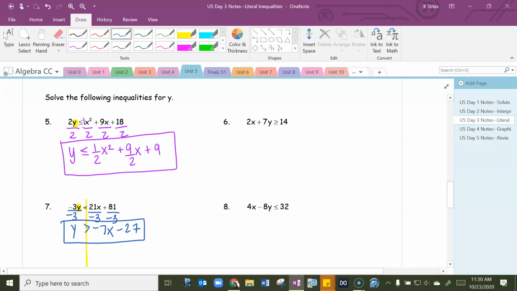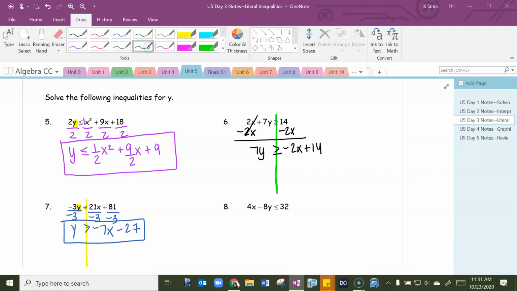Now, 6 and 8 have a little more going on with them because we can see you also have the x on the side with the y. So what we need to do first is move our x over. So see how this is a positive 2x? We're going to move that first by subtraction. So I'm going to subtract 2x on both sides. Now this is something we should be pretty comfortable with because we've done it for graphing quite a few times. We do want to put the -2x first, then put your +14. Again, these can't combine because they're not like terms.